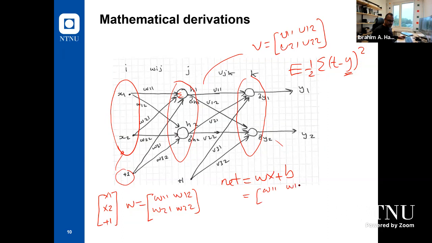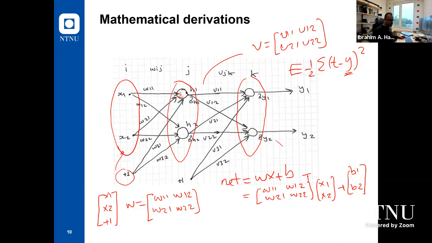Omega 1 1, omega 1 2, omega 2 1, omega 2 2, multiplied by x value, which is x1 and x2. So omega 1 1, omega 1 2. So this one should be transposed, multiplied by x1 x2, plus b1 and b2. So it will be like this one, right? So net will be a vector of values. It will be like net 1 and net 2.